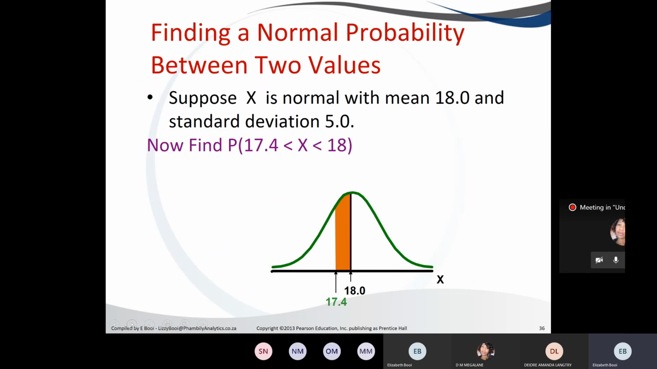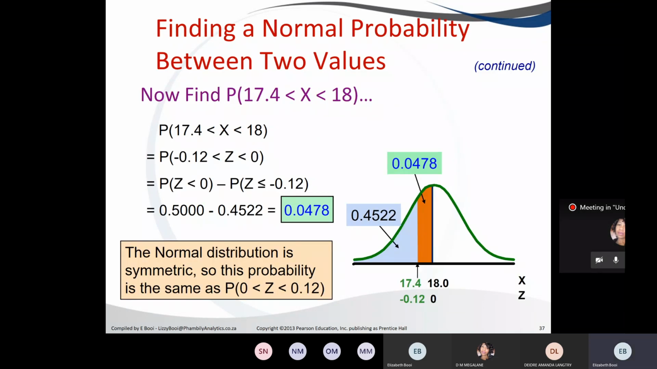Let's look at more examples. Suppose X is normally distributed with the mean of 18 and the standard deviation of 5. Now we're looking for this shaded area, which is between 17.4 and 18. So to find that probability, we can calculate the Z for both of them. When we calculate the Z, X minus the mean divided by the standard deviation, for 17.4 we get 0.12. If we calculate the Z for 18, we get 0.